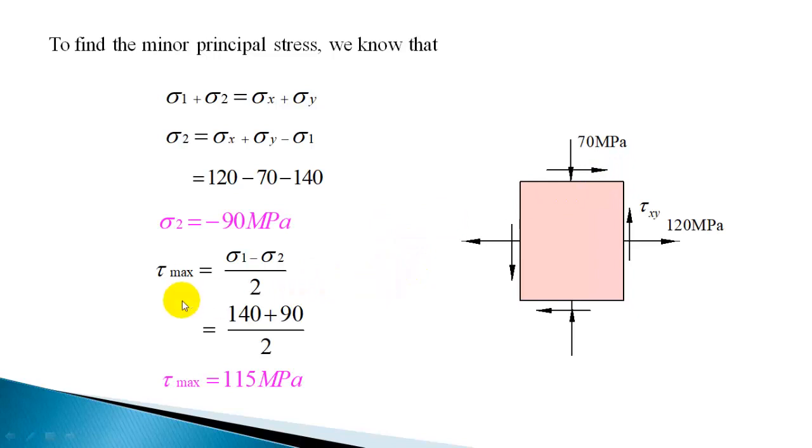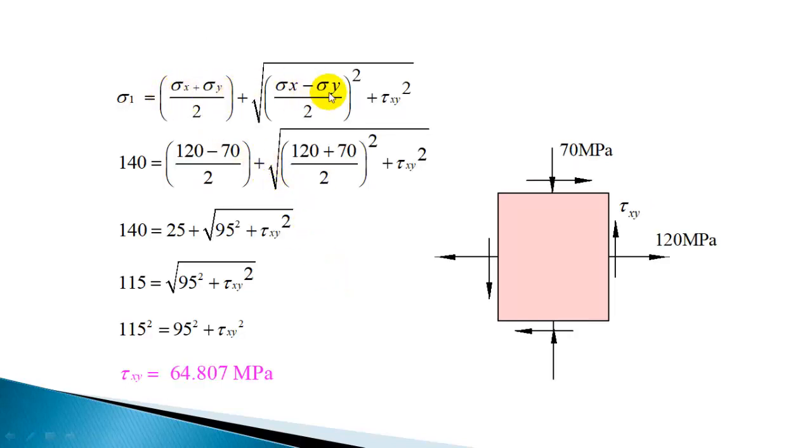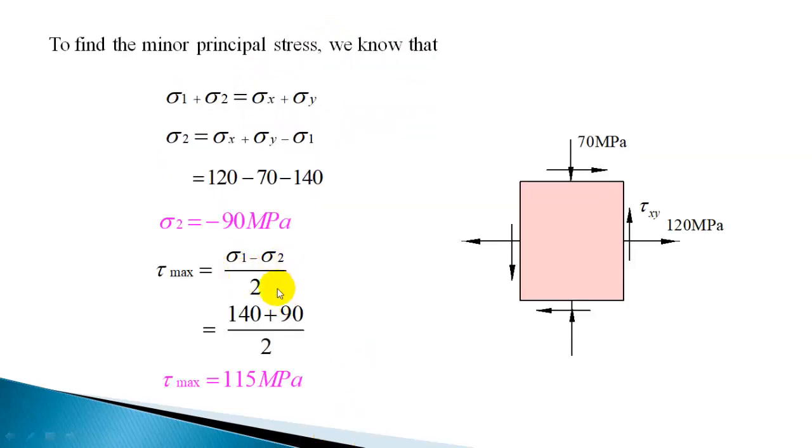Now to find out tau max, you can use tau max as sigma 1 minus sigma 2 by 2. Take the difference between principal stresses and divide by 2. So the principal stresses, this is one of the principal stress. Another principal stress is minus. So when you take the difference of these two, the first term will cancel, the second term will add up because you have minus sign here. So this minus minus will make it plus. So you will get 2 times of this, and dividing by 2 you are getting tau max. So you can get tau max as sigma 1 minus sigma 2 by 2.